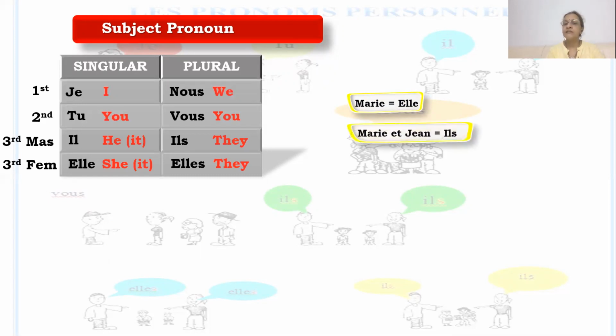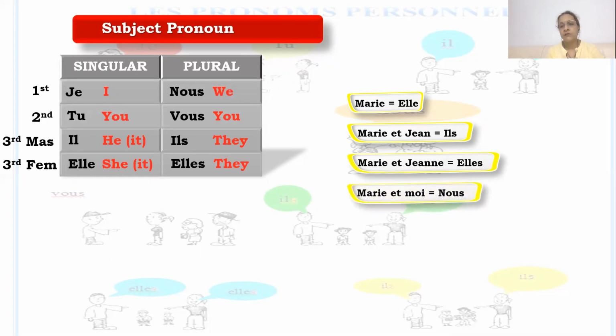If I ask you to replace Mary and Jean, you will replace it by ils. Now, students, always remember in French, if you have one masculine noun and one feminine noun, by default it is going to be masculine plural. Even if we have one masculine noun and 10 feminine nouns, it is going to be masculine plural. Only when both the nouns are feminine, Mary and Jean's sister, you will replace it by a feminine plural pronoun.